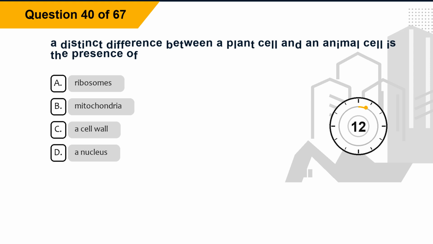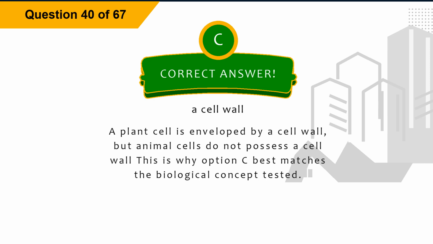Question 40. A distinct difference between a plant cell and an animal cell is the presence of option A, ribosomes, option B, mitochondria, option C, a cell wall, option D, a nucleus. The correct answer is option C, a cell wall. Explanation: a plant cell is enveloped by a cell wall, but animal cells do not possess a cell wall. This is why option C best matches the biological concept tested.